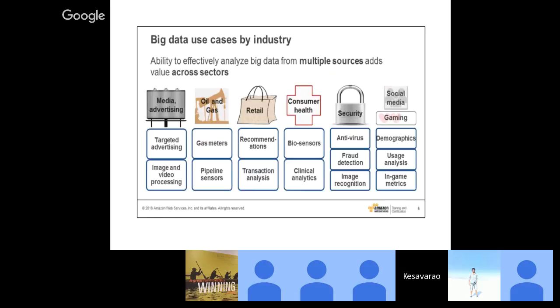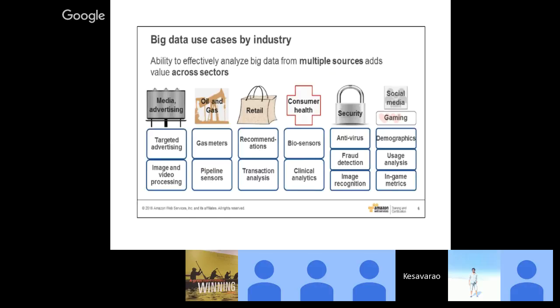But if you take a look at it by industry, these are at a very high level. Media advertising, oil and gas, retail, consumer health, security, social media, these are other areas where, by industry, you look at what they look for. In media advertising, mostly they look for targeted advertising or image and video processing. In the oil and gas industry, they look for gas meters and pipeline sensors. It's more like IoT-related things that come in here.